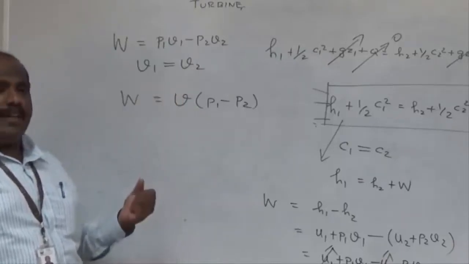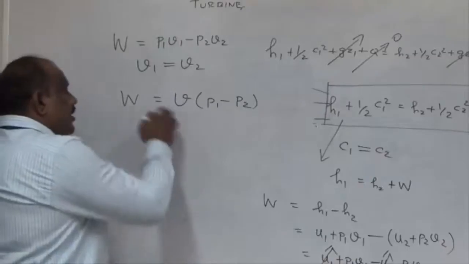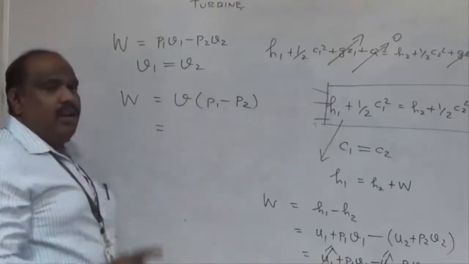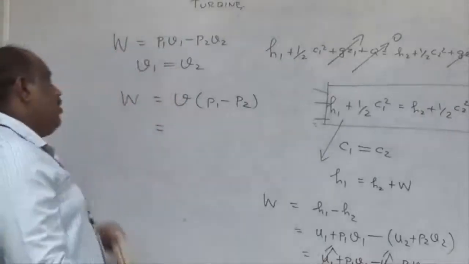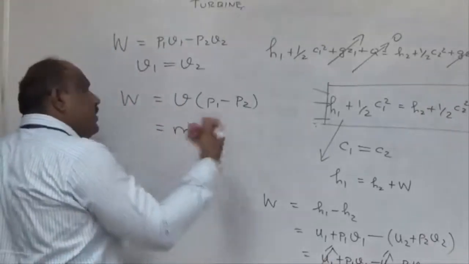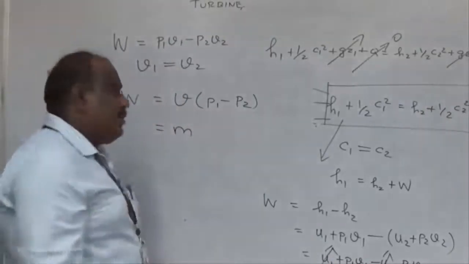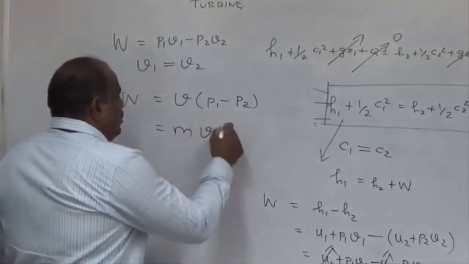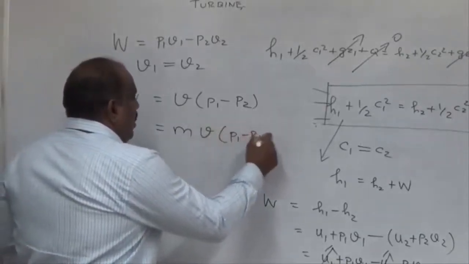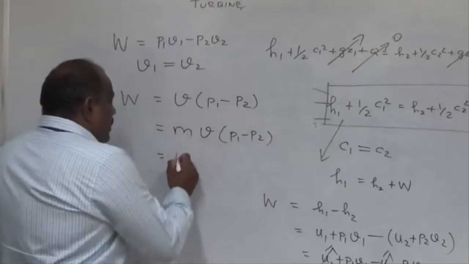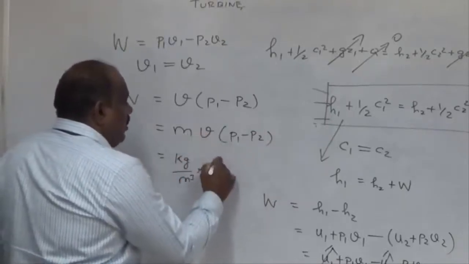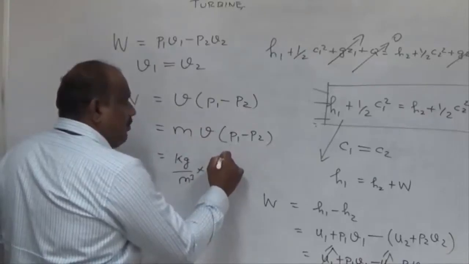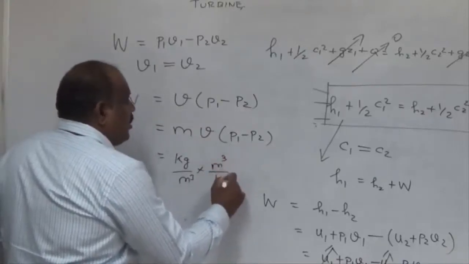So it's right. Now whatever we derived is for what? For 1 kg of the fluid. Now let us multiply by the mass, for any mass of the fluid. So m into specific volume into P1 minus P2. What is the unit of mass? Kilogram. What is the unit of specific volume? Meter cube per kilogram. Very good. Into P1 minus P2.